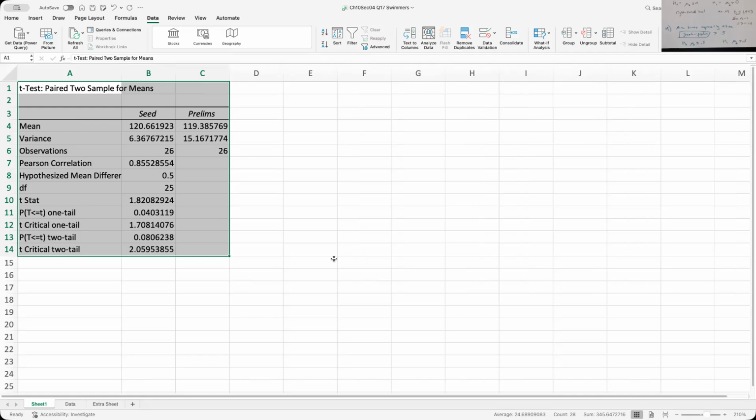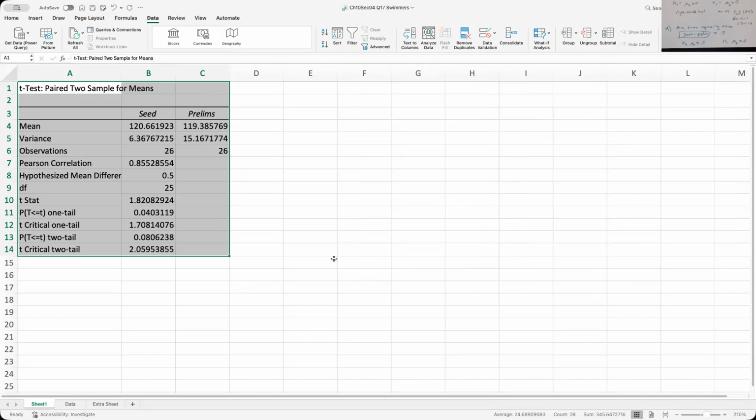Yes or no? Do we believe the coach times went up or not? We believe that d is above 0.5. I do believe it because we reject the null hypothesis. That p-value up there for one tail is 0.04. My sensitivity alpha was 0.05.